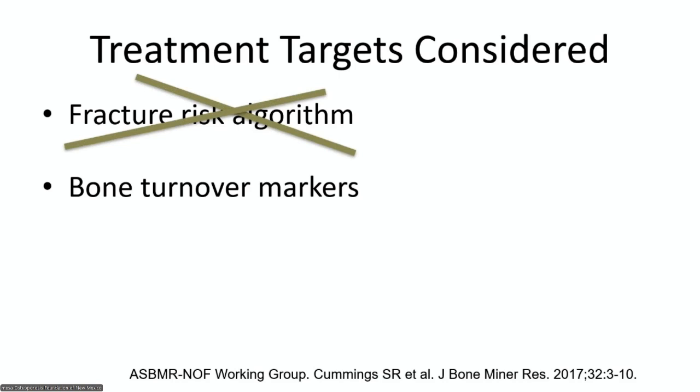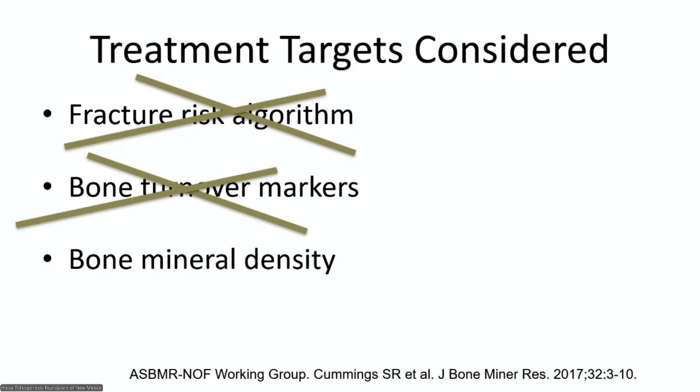The other target that was considered is bone turnover markers. Some of us love bone turnover markers, some never use them. We like to see them change in the appropriate direction when we start somebody on a medication. But there's a lot of different bone turnover markers. Sometimes the reference values are not well standardized. It's not clear which bone turnover marker is best for which drug, and it just turned out to be too complicated. So what we were left with was bone mineral density as what seemed to be the best treatment target.